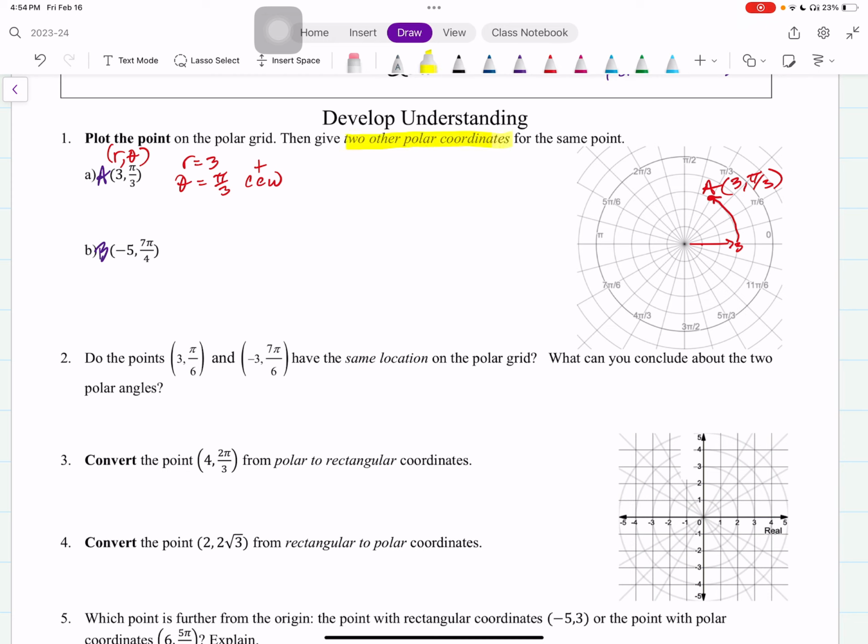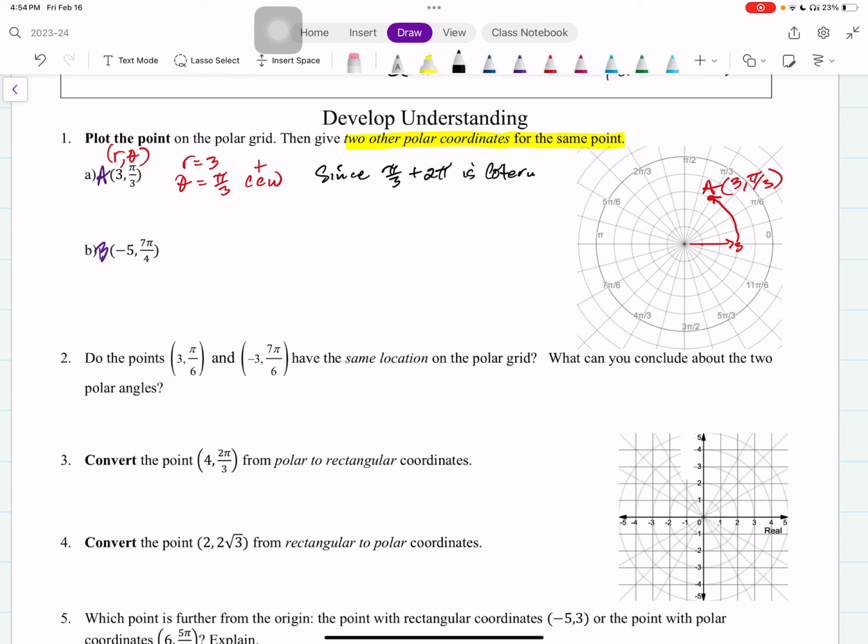Now it says give two other coordinates, right? Two other polar coordinates for the same point. Okay, well, there's many different ways you can do this. Well, one thing you can do is just add 2 pi to your angle. Okay, because if you add 2 pi, you get coterminal angles. So since pi thirds plus, you can go plus or minus, by the way. Okay, since this is coterminal.